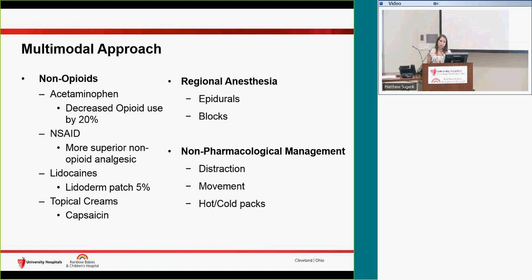So I recommend, for prescribing, using a multimodal approach, using non-opioids. Tylenol will decrease your opioid need by about 20%. Tylenol works in your CNS, we don't know exactly how, and it's excreted through your liver, which we all know. And then NSAIDs: there's some literature that says they're a more potent analgesic than Tylenol, and others that say that's probably not true. They work at the site where you have pain and inflammation and are excreted through your kidney.